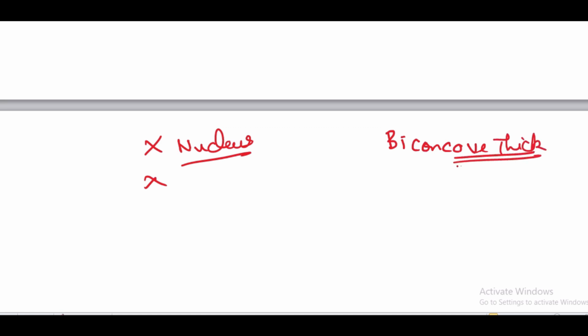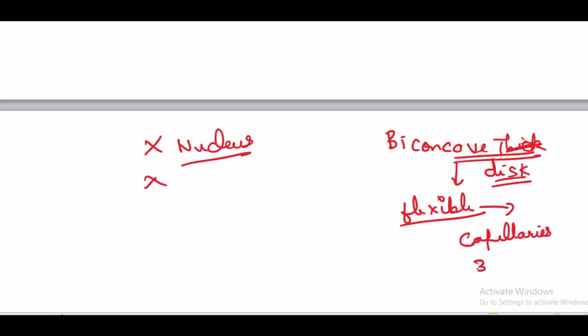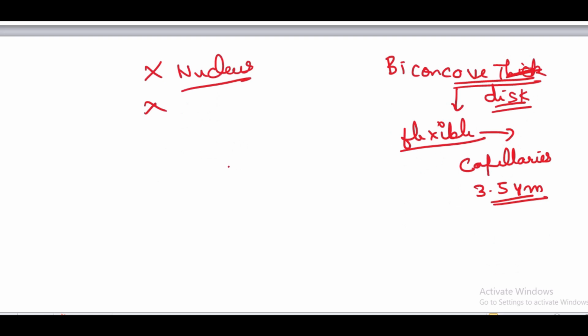Also remember that the mature human erythrocyte doesn't have a nucleus. They lack the typical cellular organelles that are found in other cells. They have a biconcave disc shape. This biconcave disc would allow them to be flexible, and that is why they can pass through capillaries as small as 3.5 micrometer in diameter. Overall, 90% of the weight of an erythrocyte is hemoglobin. Their lifespan is 120 days. Remember that.